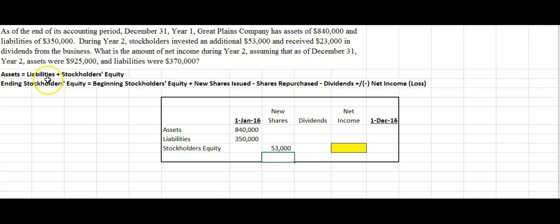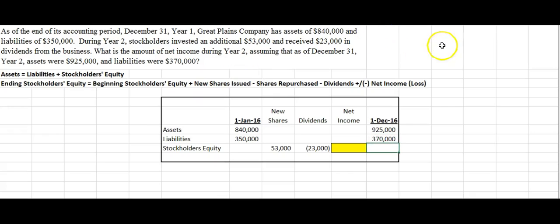And stockholders receive $23,000 in dividends from the business. Dividends decrease equity, because dividends are money that leaves the company and is given back to the shareholders. Let's put this as negative because it's going to decrease equity. In accounting, when you see something in parentheses, that means it is a subtraction. It asks, what is the amount of net income? That's why I have it highlighted in yellow. During year 2, assume that as of December 31 of year 2, assets were $925,000 and liabilities were $370,000.